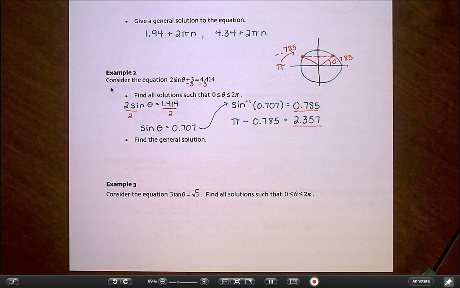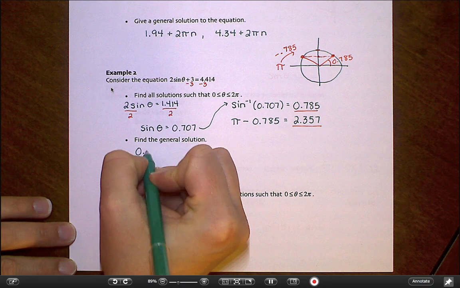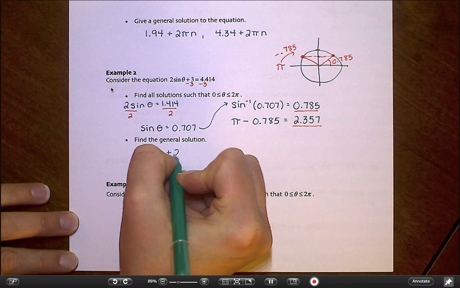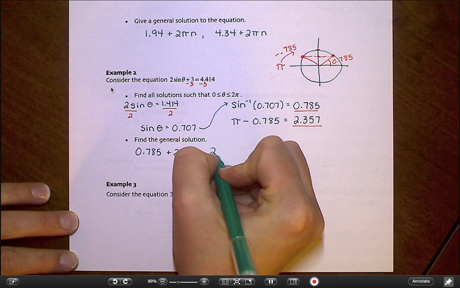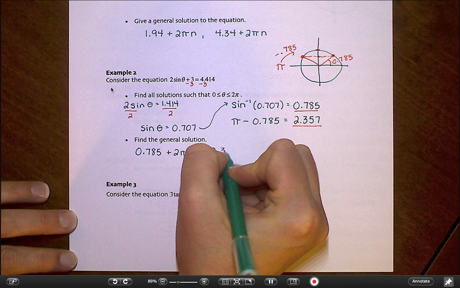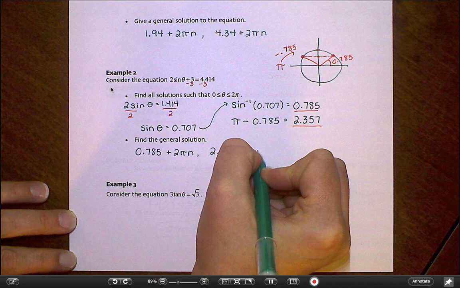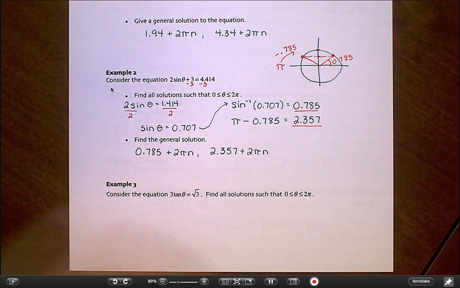Okay, general solution. Remember, that's the easy part. I'm just going to take my two answers and tack on 2 pi n to show that I can go around and around the circle as many times as I want to. And then I can also do that starting at the 2.357. Those are my general solutions. That includes all rotations of the circle.